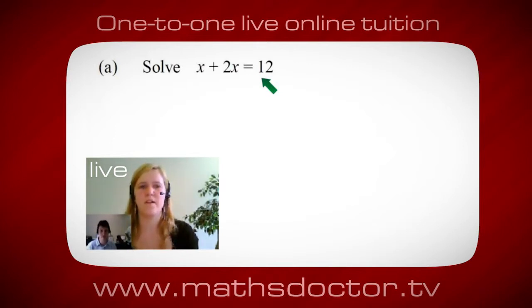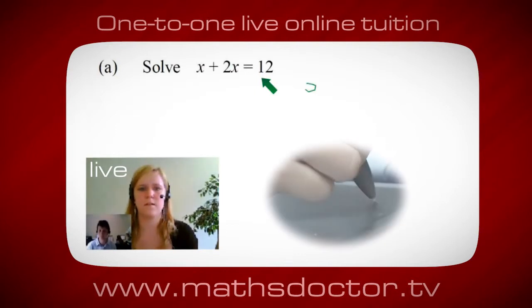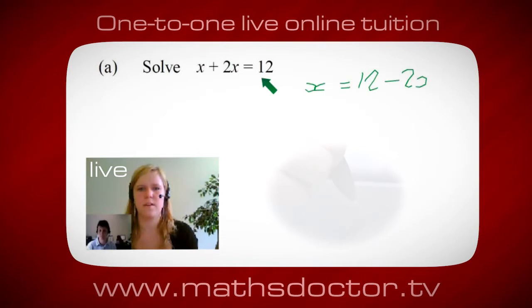Okay, well, I want x on its own, so I would put x equals 12 minus 2x. Okay, so a lot of the time we want to get x by itself, but what we want to do first is get all of these x's together. So can you see anything we can do with this? Get all these together in one place.